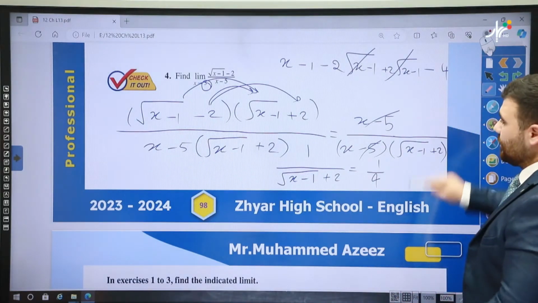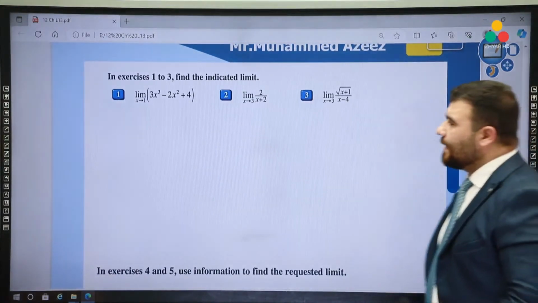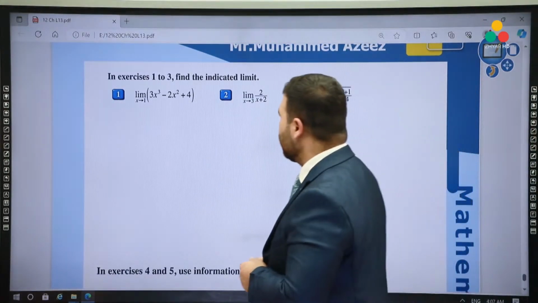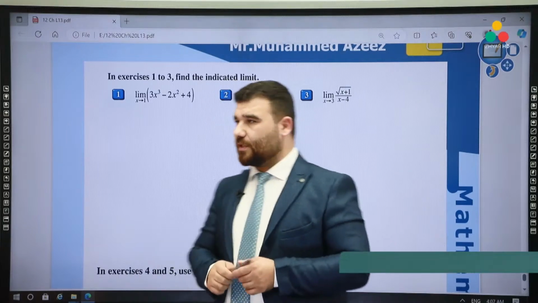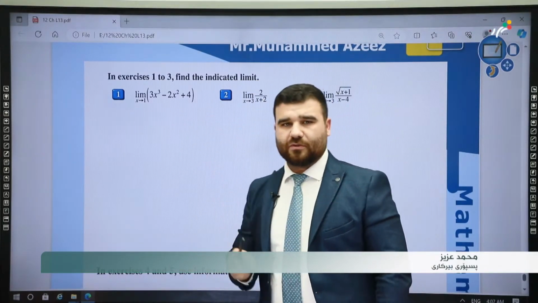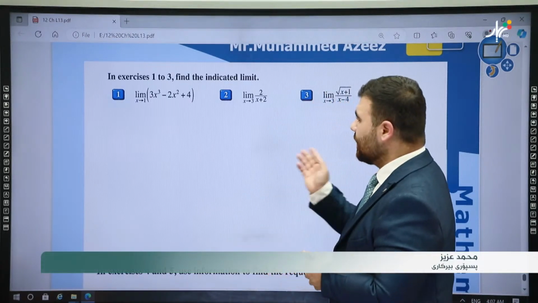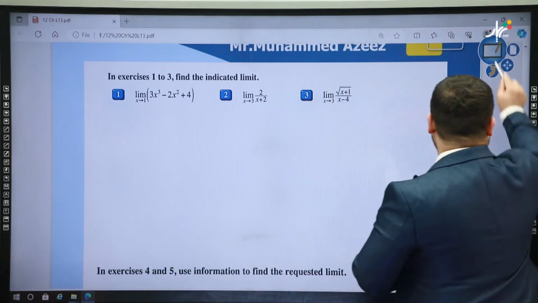Now let's see some more questions. In exercises 1, 2, 3, find the indicated limit. Let's see. This is a polynomial, it's obvious. I'm not going to need any simplification, any conjugate, nothing. Direct substitution.